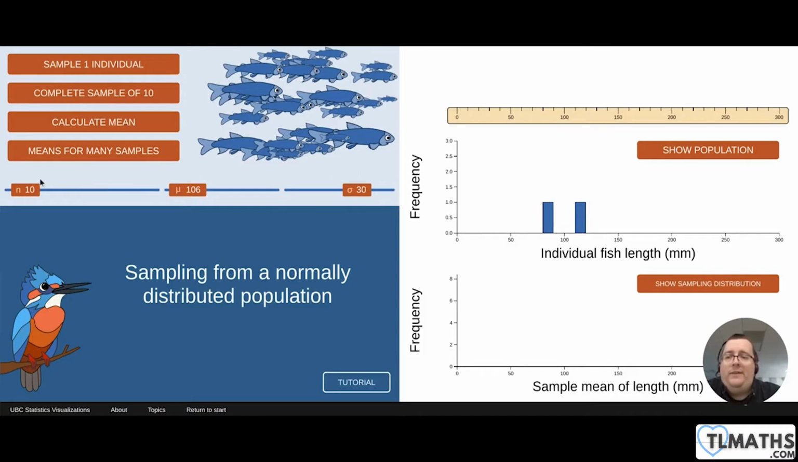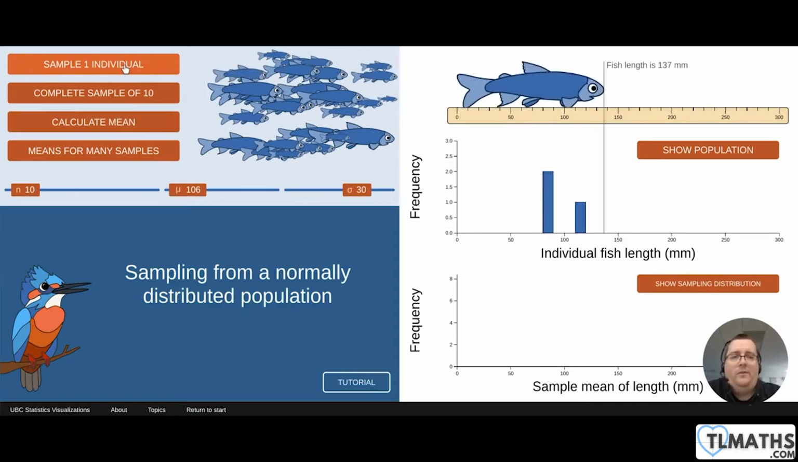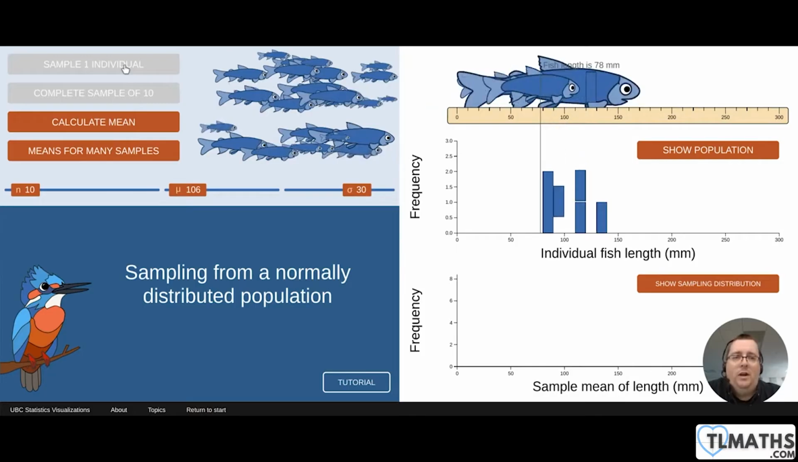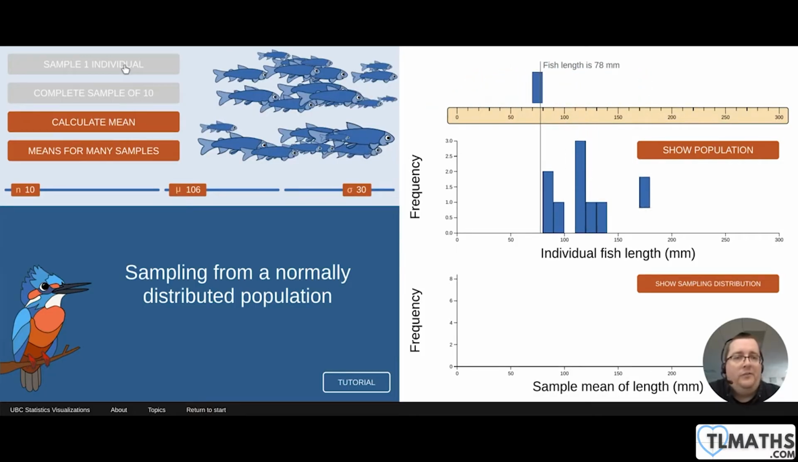Okay, and it's waiting for me to make a sample of 10. So currently I've just got 2. So let's catch another fish. That one's 90, so that's going to pop that there. And this one's 137, a little bit larger. That pops it there. And I can keep selecting my fish until I've got a sample of 10. Okay? So, what happens next?